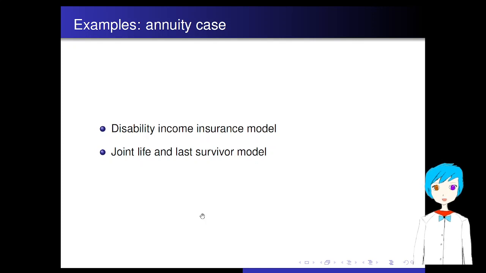We also have the joint life and last survival model. For the joint life model, the annuity is paid if both insured lives are alive. So this is the annuity for a couple. If one of the insured lives dies, then the annuity will cease. We also have the last survival model. The last survival model pays annuity until the death of the last insured life. So this is also used for couples who purchase annuity insurance together.